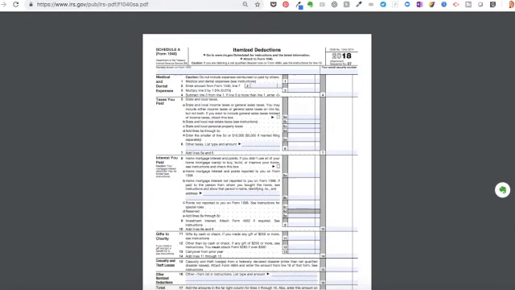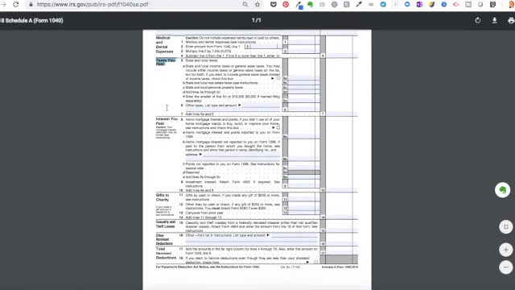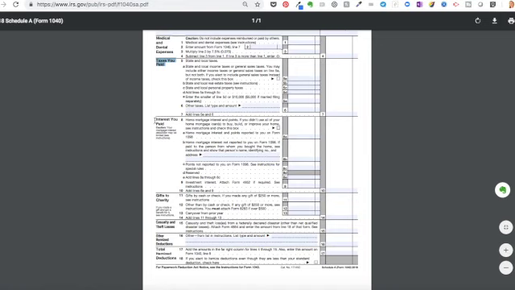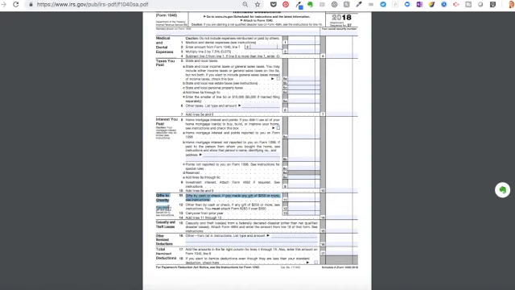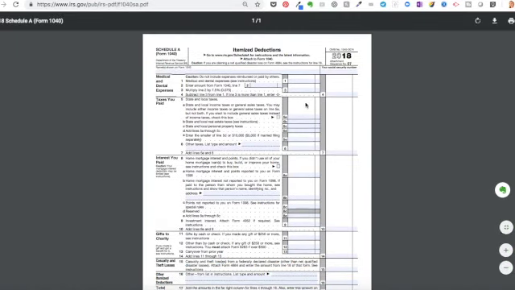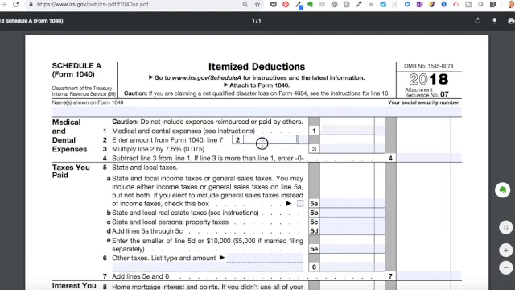So medical expenses is the first one. We can see medical and dental expenses here. Then we have taxes you paid. That's state and local taxes. Interest you paid, which is primarily mortgage interest. Gifts to charity. Casualty and theft loss. Other itemized deductions. Now, you can see here we have two main columns. We have this first column, and then we have this second column on the right. So this is where the details of our deductions go.